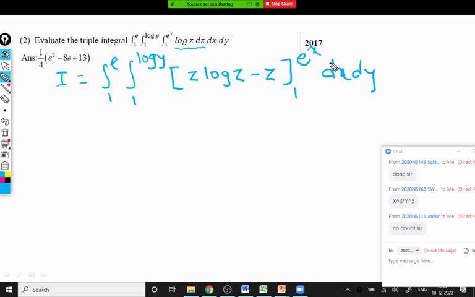That is the integration. Now replace the upper and lower limit and tell me what will remain.